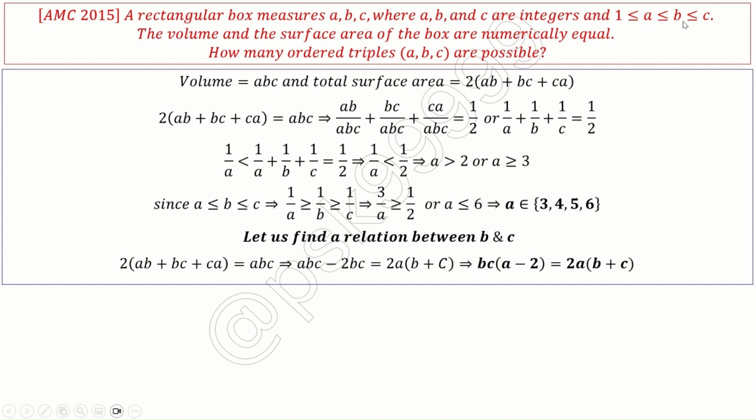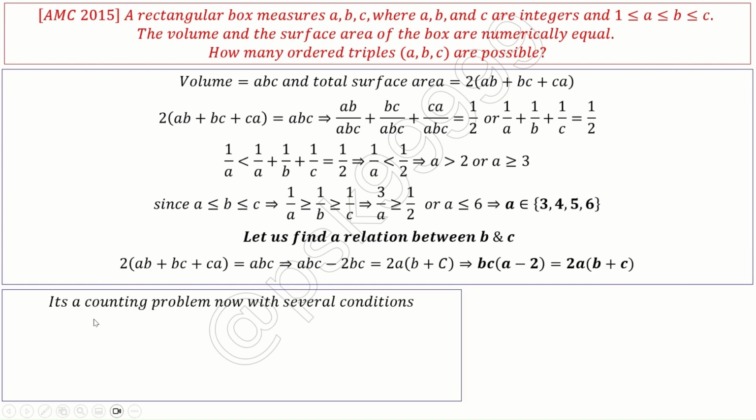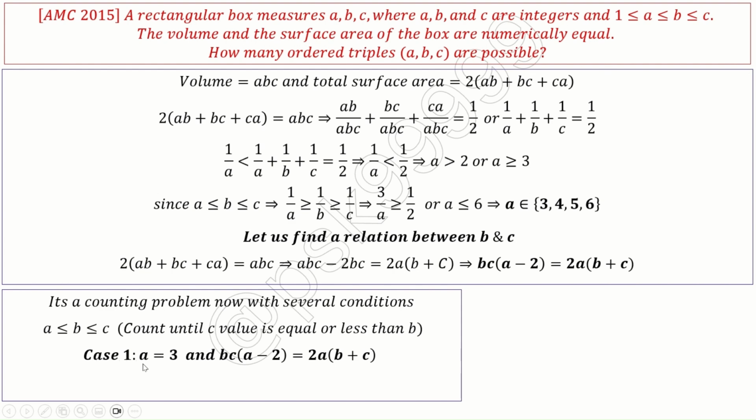And one more thing, note down this one. A is less than or equal to B, less than or equal to C, which means B and C values cannot be flipped. Okay. B has to be less than or equal to C. Okay. So it's a counting problem now. So this is the condition. First, case one is A equal to 3. If I take A equal to 3, BC into 3 minus 2, that is 1. BC equal to 6 times B plus C. This is the equation I should satisfy.